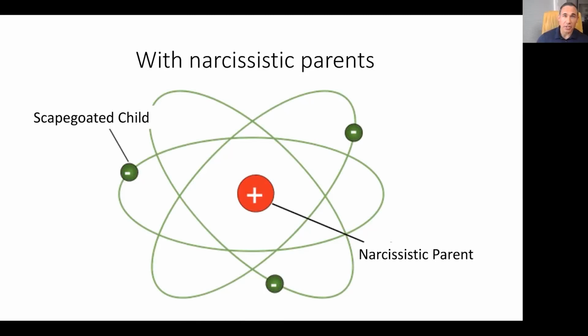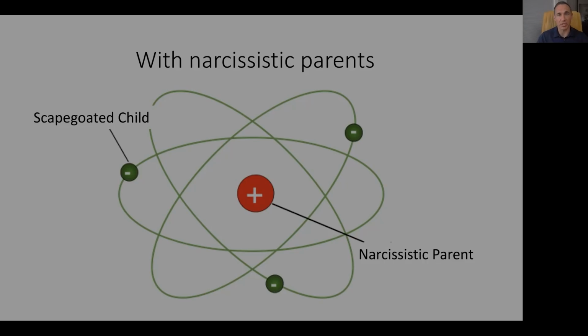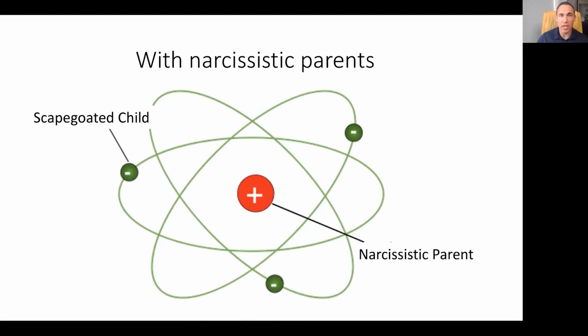Something else, as you might imagine, happens for the scapegoat survivor of narcissistic abuse in the family. In today's video, I'm going to use the metaphor of the atom to describe how a scapegoat is forced to orbit the narcissistic parent instead of the parent orbiting that child, so that a strong self-structure gets to develop and flourish. And that's what this diagram explains.